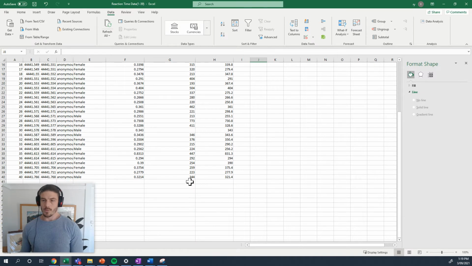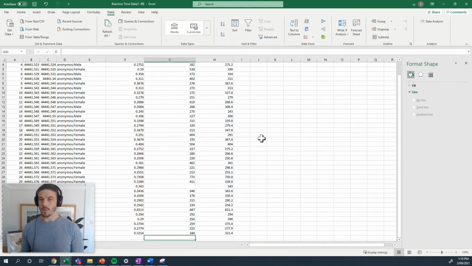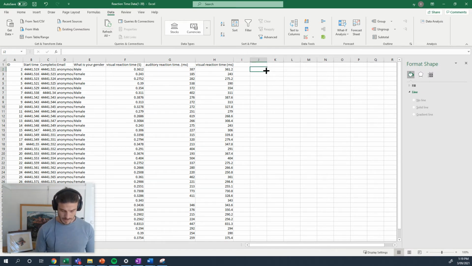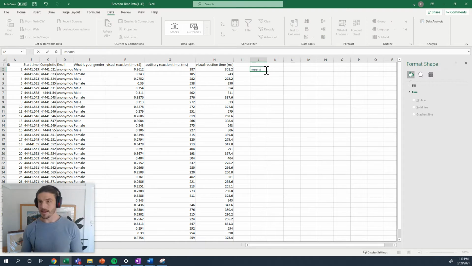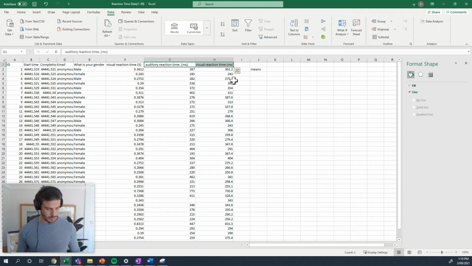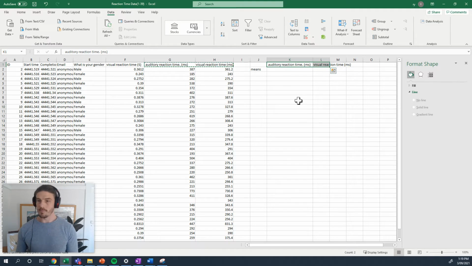Okay, so when we're doing science, what we really like is means. So we like mean values. So how am I going to get a mean? I might just take those two again, Control C, and put them over here. And I'm going to calculate the average essentially for my auditory and for my visual. So a mean is just the addition of all the samples divided by the number of samples.